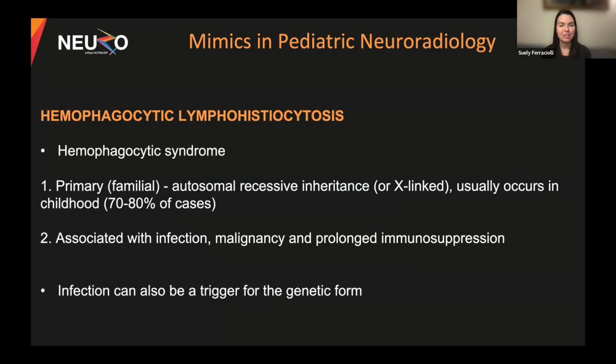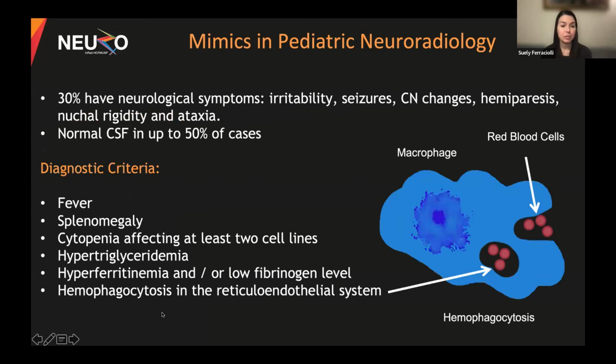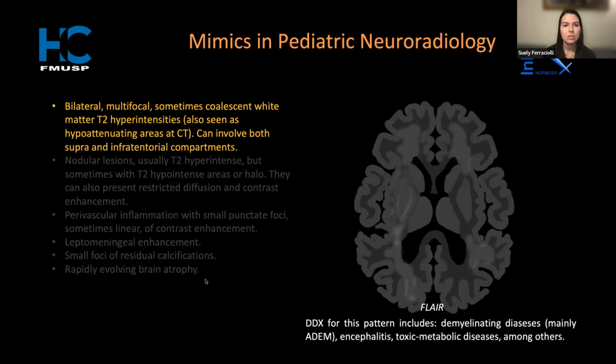So hemophagocytic lymphohistiocytosis, it can be primary or associated with infection, malignancy, and prolonged immunosuppression. It has the hemophagocytosis in the reticuloendothelial system, and it also has all these very difficult and specific criteria like fever, splenomegaly, bicytopenia. So sometimes it's really hard for the clinician to think about the diagnosis, and us looking at the image and thinking about it may help to get to the right diagnosis for the child.